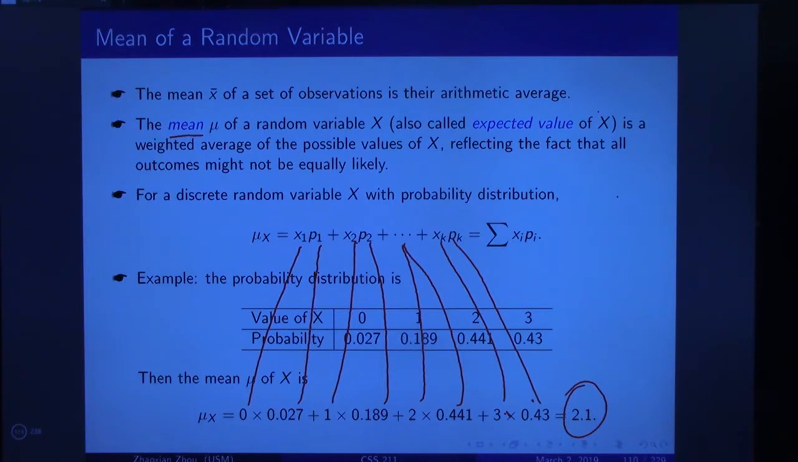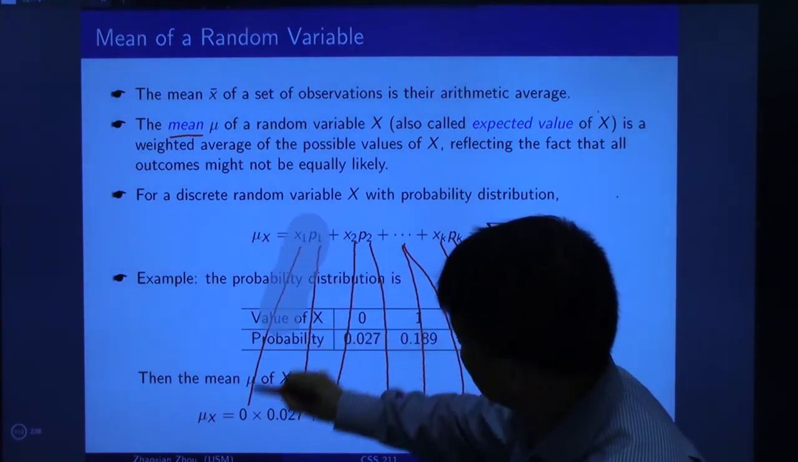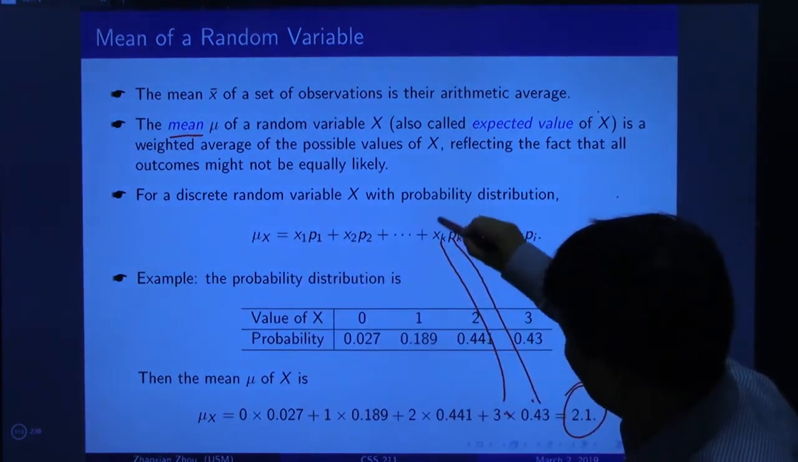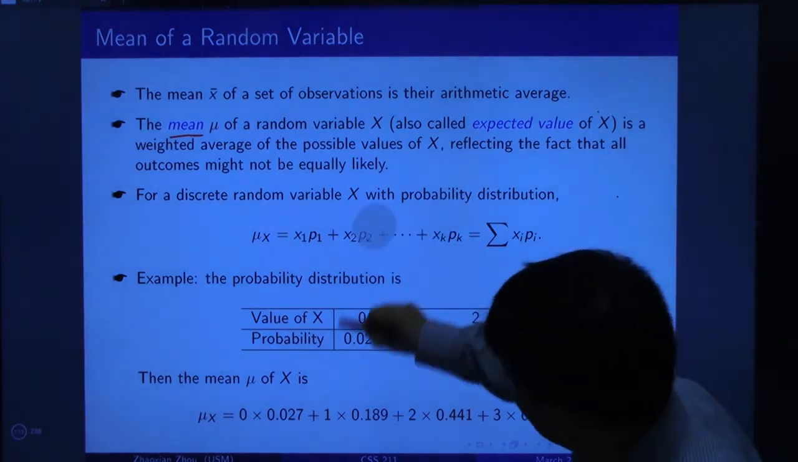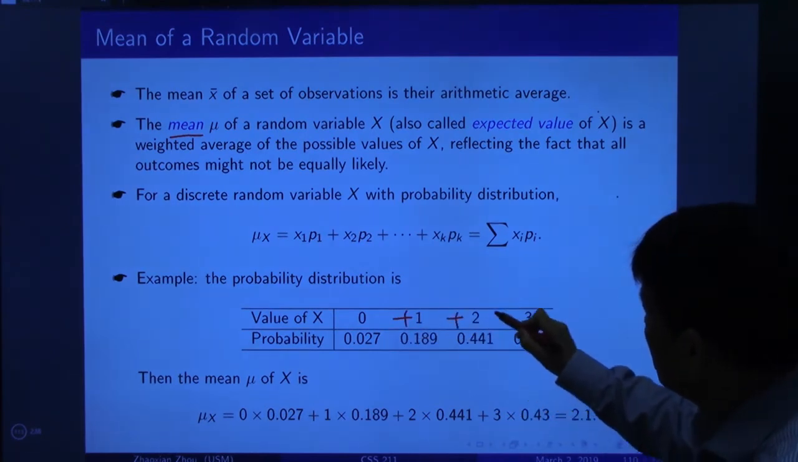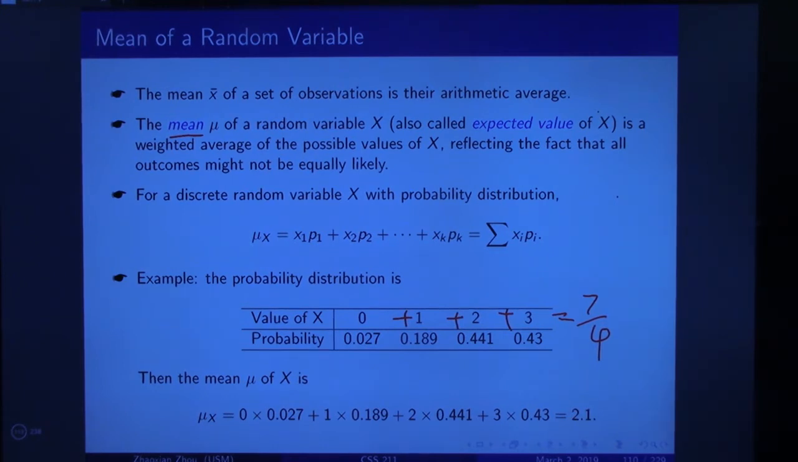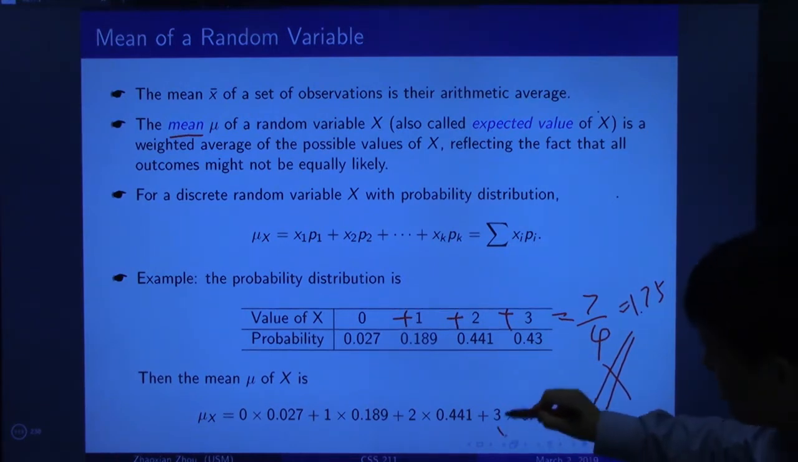Again, let's repeat. If I give you this random variable and I ask you to calculate the mean, you cannot use 0 plus 1 plus 2 plus 3 equals 6, then divided by 4, which equals 1.5, not equal to this. Even if it were equal, this is still not a good way to do this. So the correct way is this one. This one is not correct.